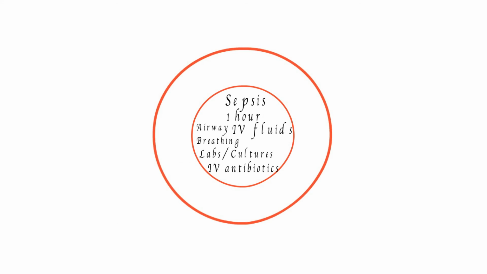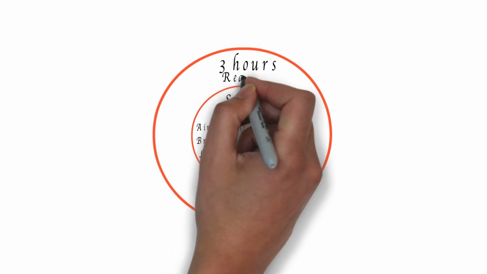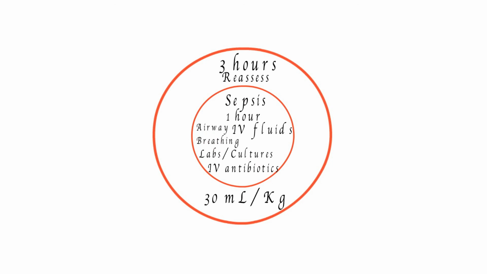In the first 3 hours of the triage of the patient in the emergency department, sepsis patients should receive at least minimum of 30 ml per kg of IV fluids as described previously in this video. They should be given rapidly as IV boluses of 500 ml or 1 liter. Please reassess the patient after each IV bolus as described in this video previously.